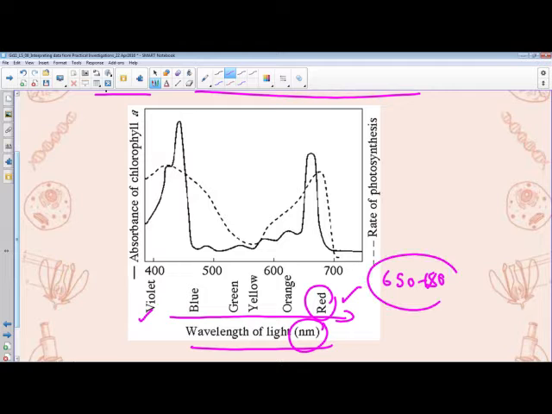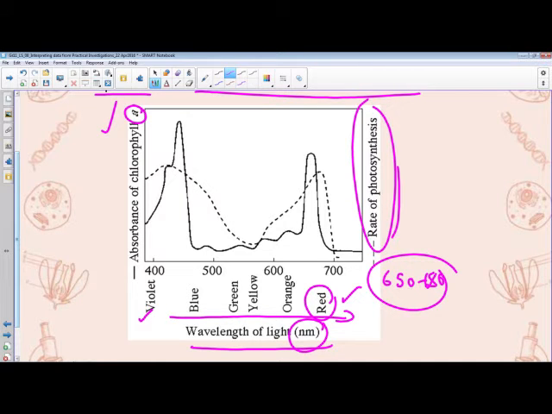Okay, so here we're seeing, on the x-axis, the wavelength of light, and this graph represents the absorbance of chlorophyll A, so that's the pigment that we're talking about. There's chlorophyll B, there's xanthophylls, carotenes, which absorb different wavelengths of light, but here we're focusing on just chlorophyll A, and that is being measured against the rate of photosynthesis.